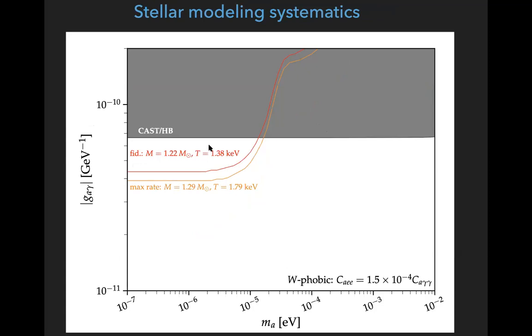And so any change in the luminosity gets mellowed out by the fact that our luminosity scales so fast with coupling. So just as an example, for our fiducial analysis, we took a 1.22 solar mass white dwarf, 1.38 keV core temperature, which was the most conservative of the possibilities we looked at. The maximum rate, which is plausibly consistent with the data, would come from a 1.29 solar mass white dwarf and a 1.8 keV core temperature, but you can see the limit would barely improve under that assumption.